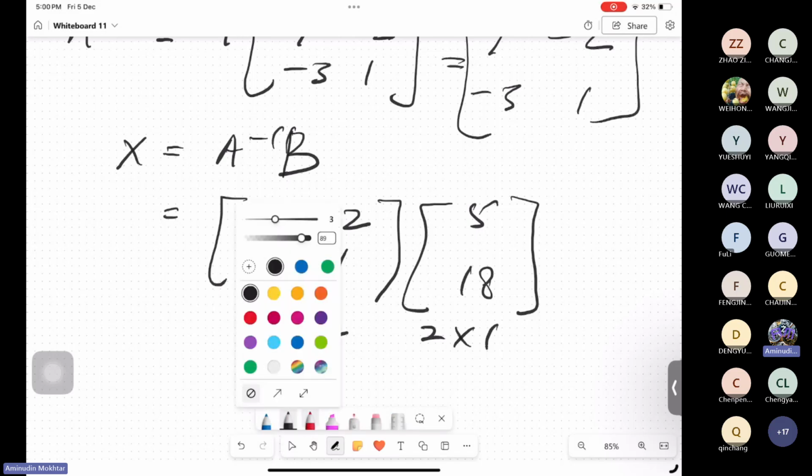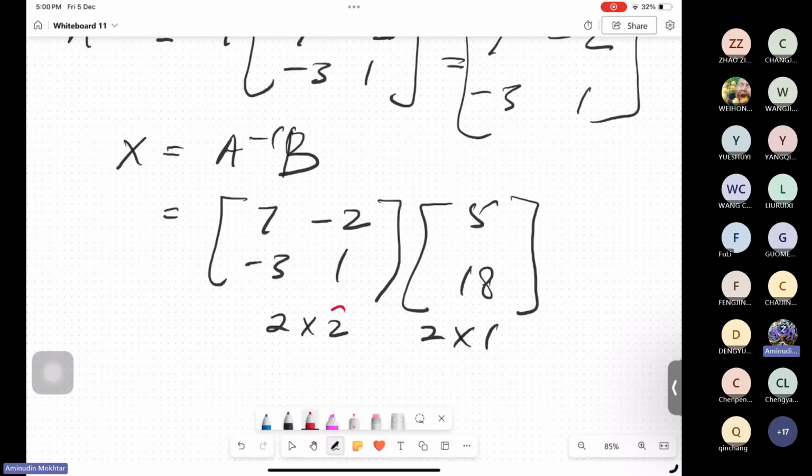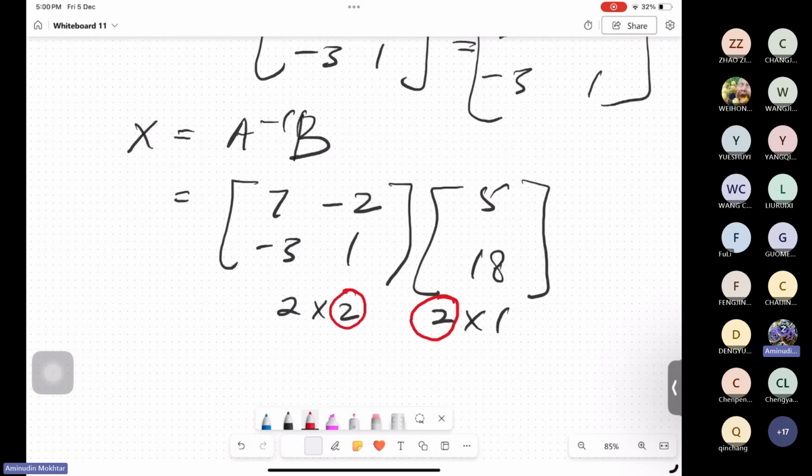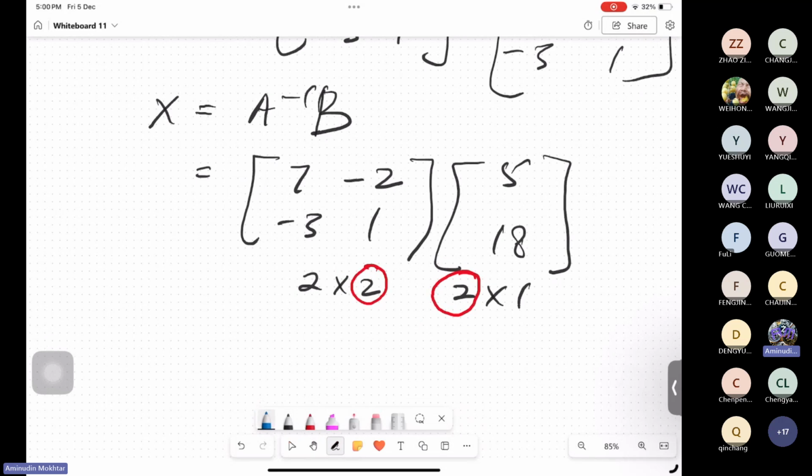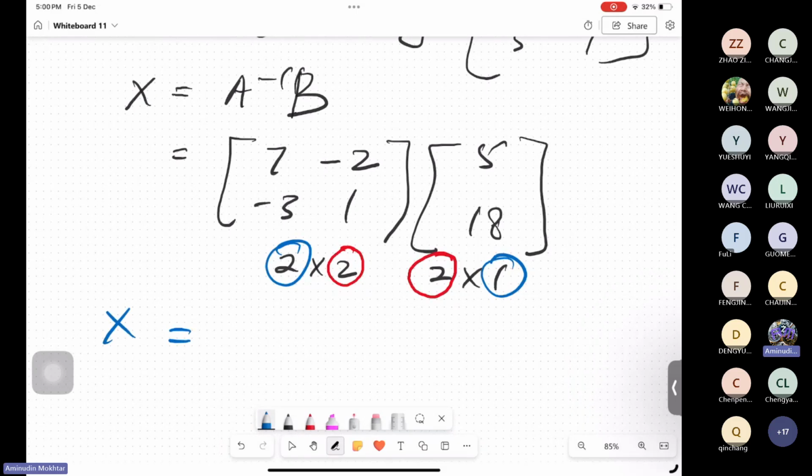This is multiplication of matrices. First, we need to make sure the number of columns of the first matrix equals the number of rows of the second matrix. So the number of columns of A inverse equals the number of rows of matrix B, and the size of matrix X is 2 times 1. That is the output. So what is matrix X? The concept is we find the summation of products for the first row times the first column.